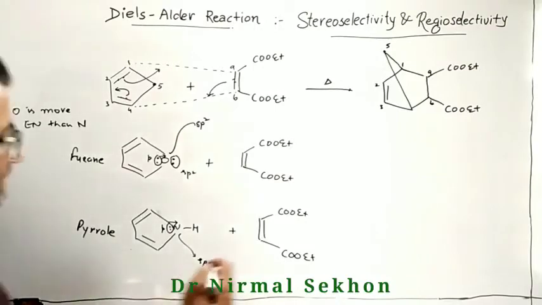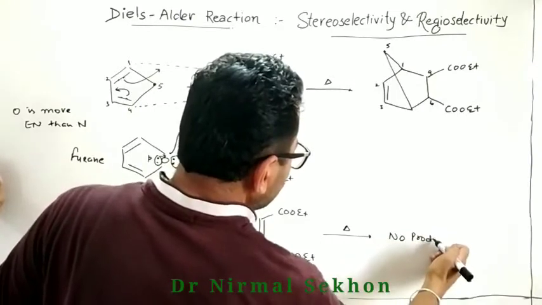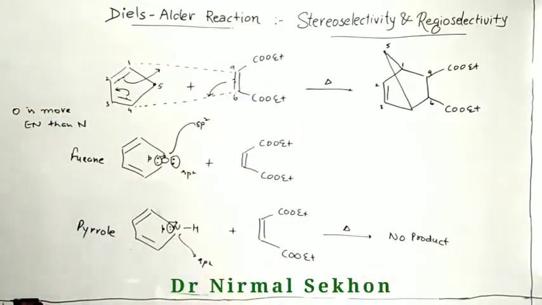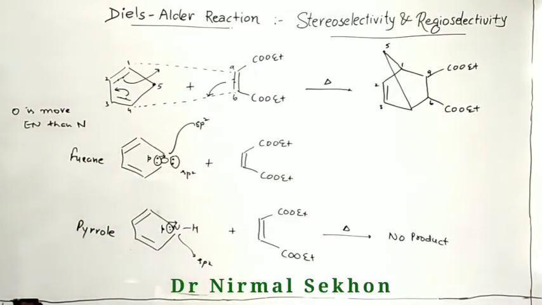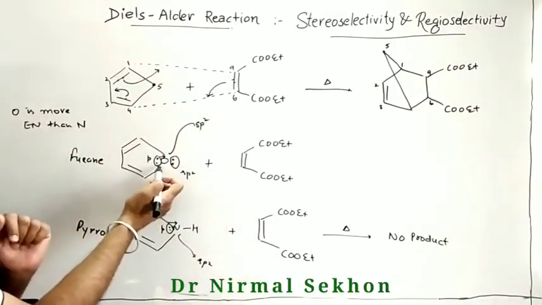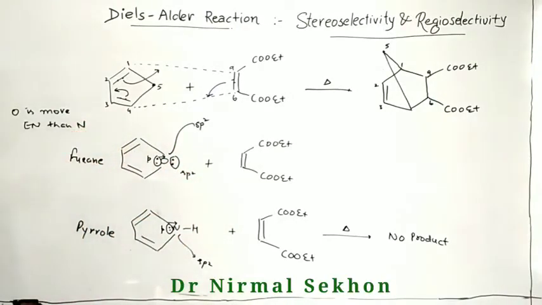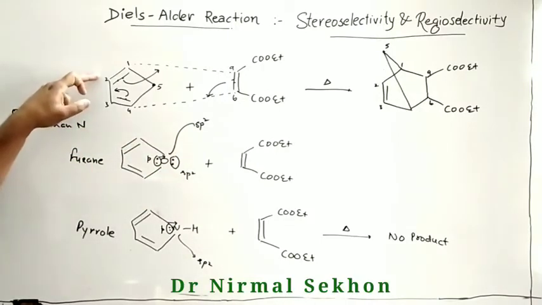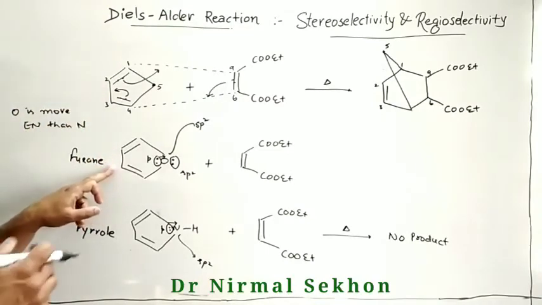So that's why in case of pyrrole, no product is formed. Pyrrole cannot undergo the Diels-Alder reaction because we don't get an isolated diene here. But in case of furan, because of the electronegativity of oxygen, oxygen pulls the pair of electrons toward itself. That makes this double bond or this diene isolated. When it is isolated, the reaction takes place just like this, but with less reactivity as compared to this one.